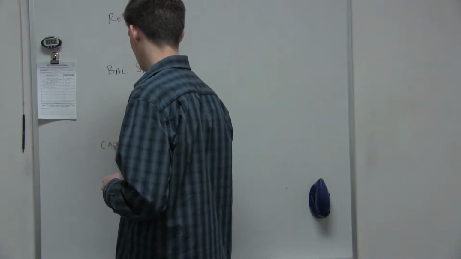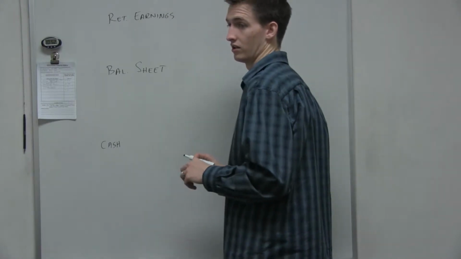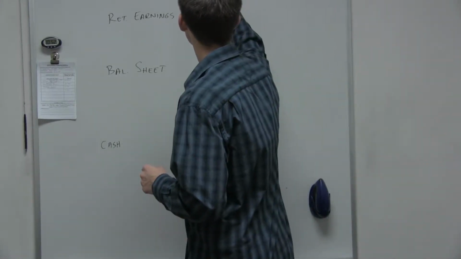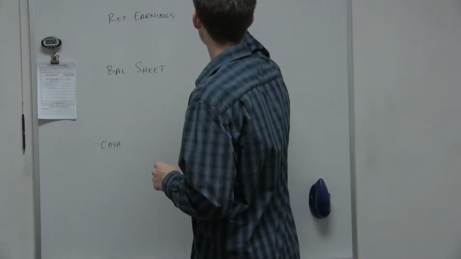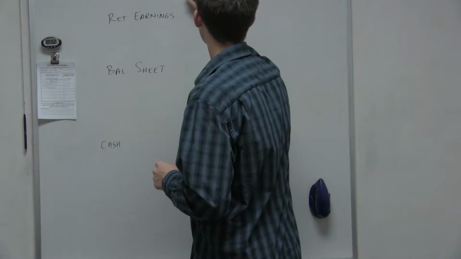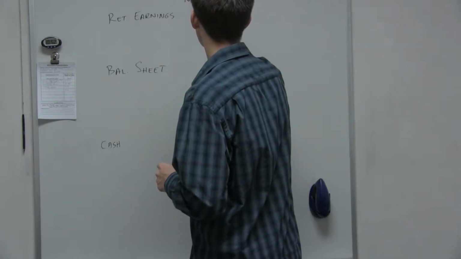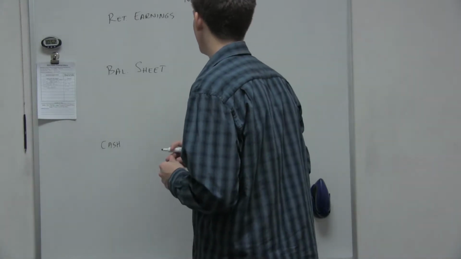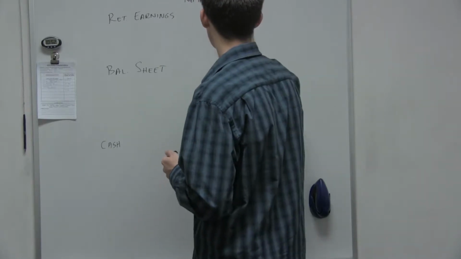So what goes on your income statement? Your revenues minus your expenses give us net income, or we could have a loss, right? Yep.